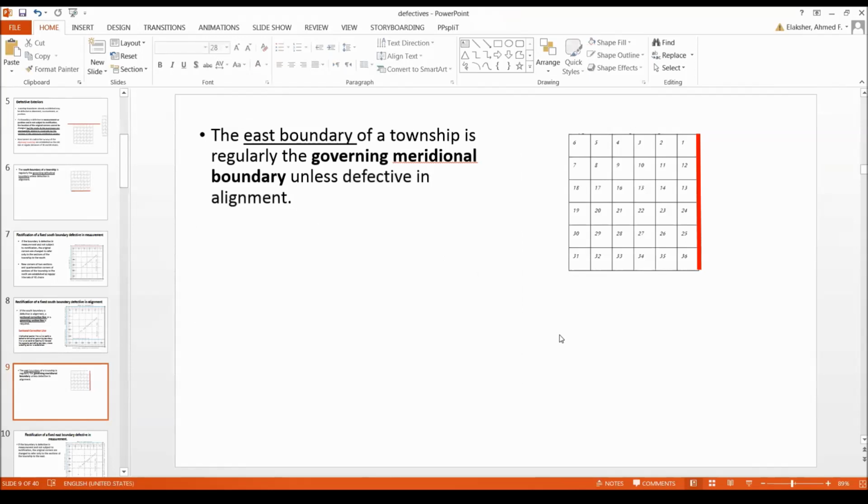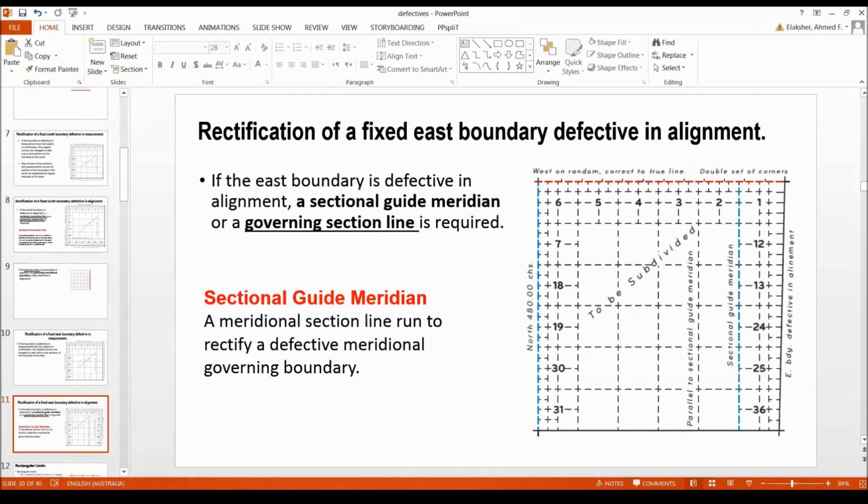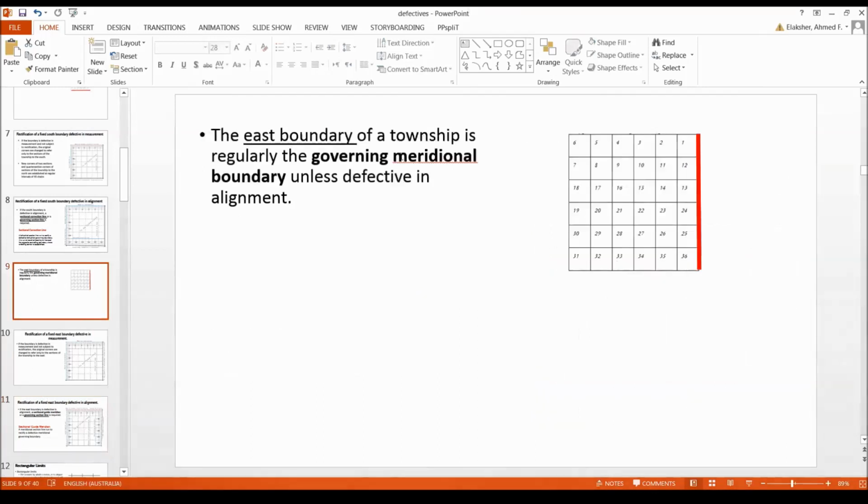And I think some of you have started thinking now. Before I go and describe it, well, if it's defective in measurement, we just have to create a new monument on the same line. If it's defective in alignment, then we have to establish some correction line. Let me pause here, stop recording, and then I'll come back after checking this part.